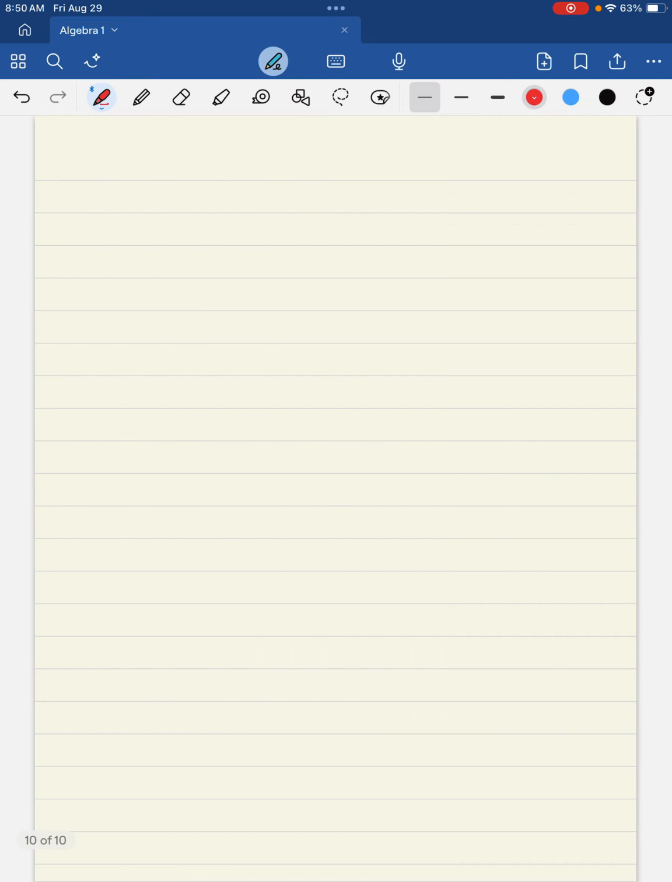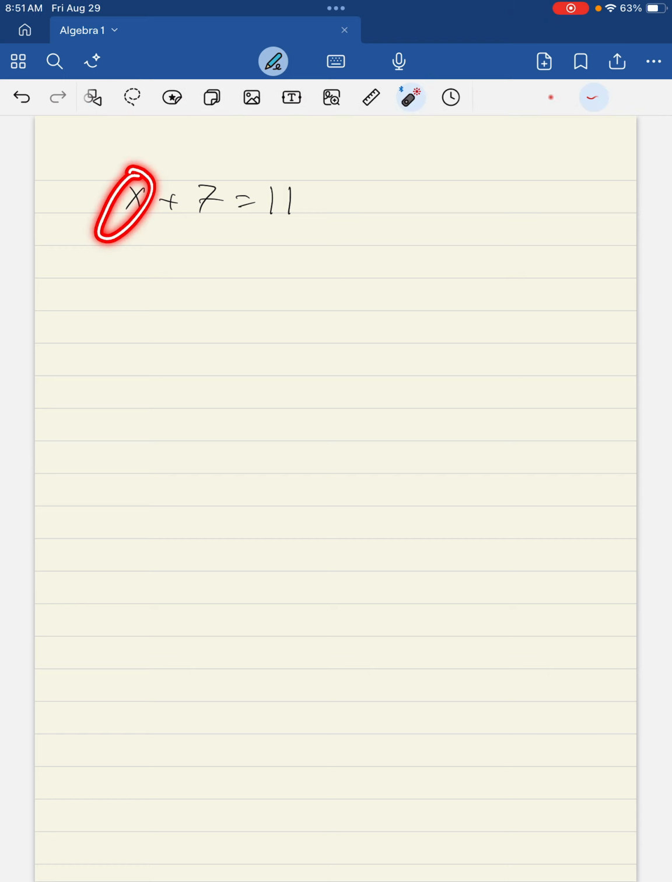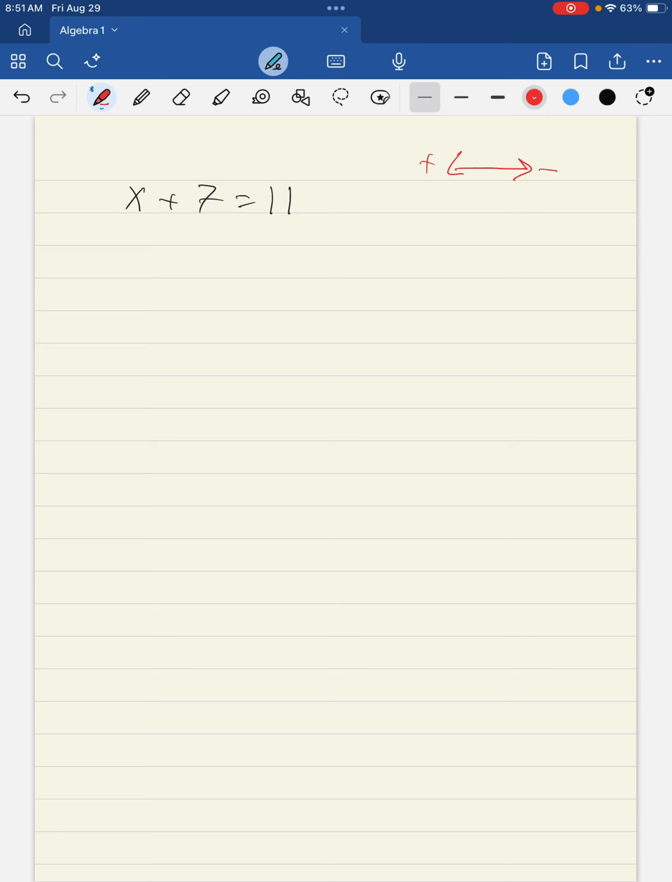Here's what I mean. Let's do x plus 7 equals 11. And I understand you could say, Mr. Michelson, I know x is 4. And yeah, you're right. But just for example, if we wanted to get this x by itself, how do we do that? We are going to need to get rid of the plus 7. How do I get rid of the plus 7? Remember, plus and minus undo each other. Okay, so instead of a plus 7, we are going to write minus 7.